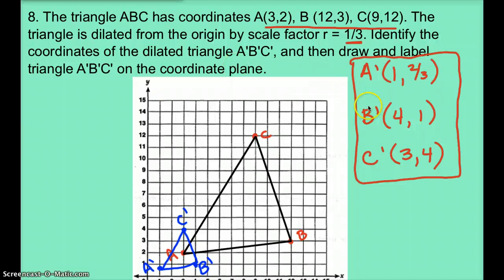Okay, and here are your answers. A prime was at 1, 2/3, B prime at 4, 1, C prime at 3, 4, and you can see the triangle I have in blue and labeled accordingly.